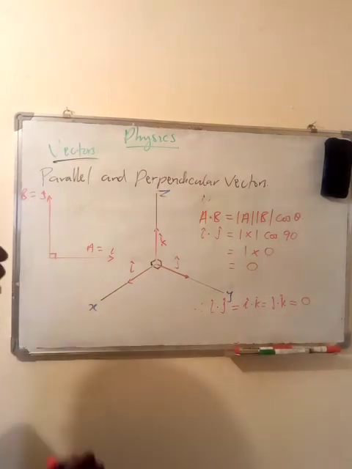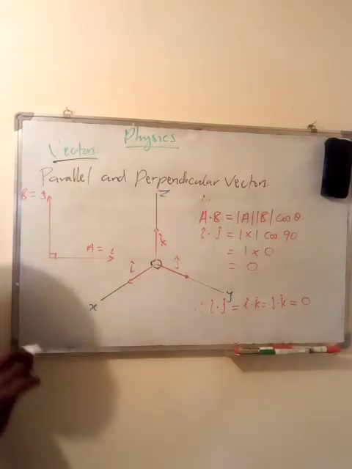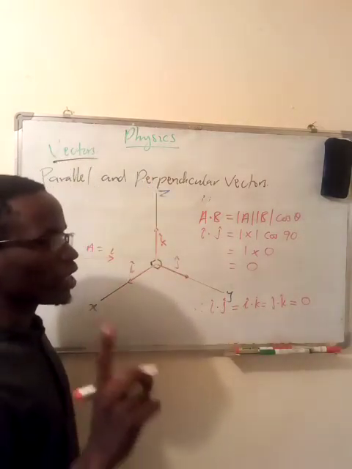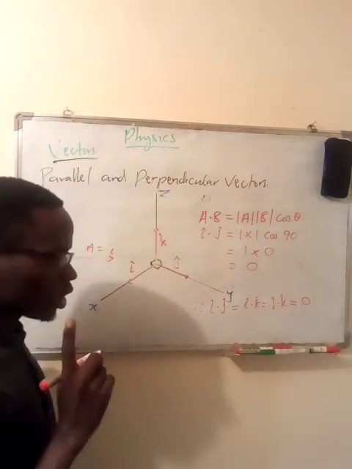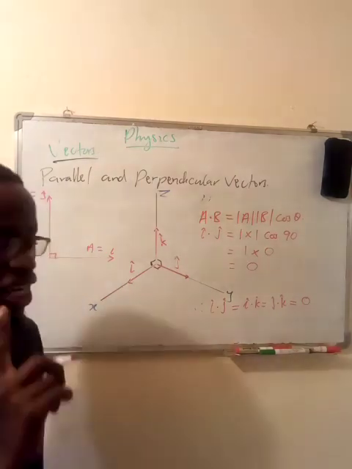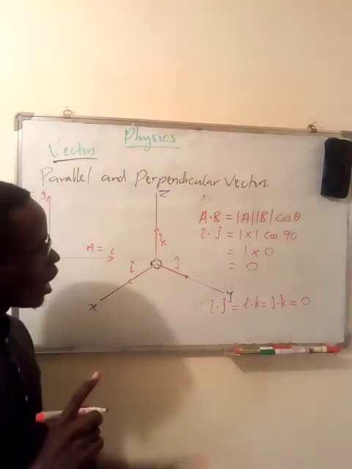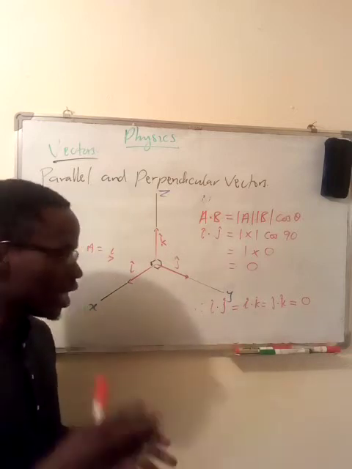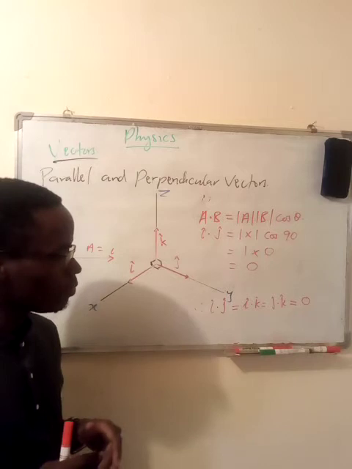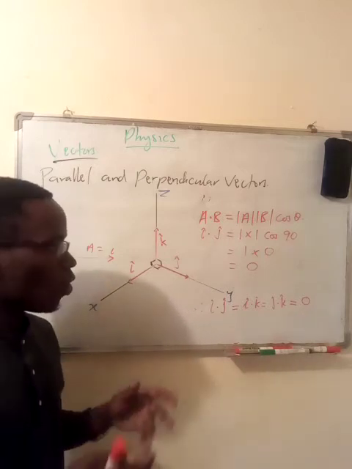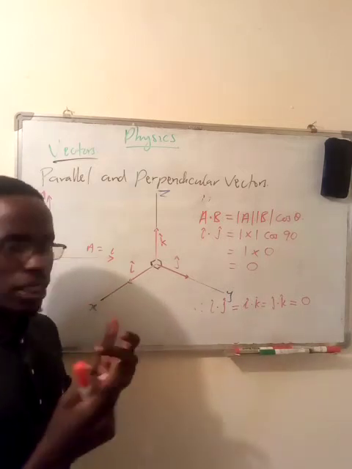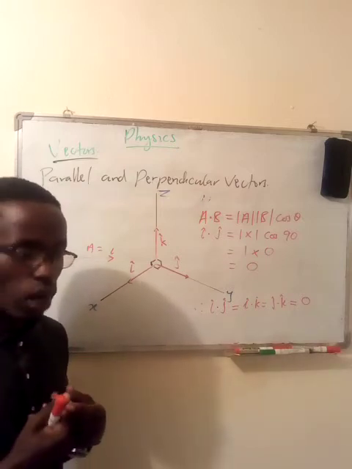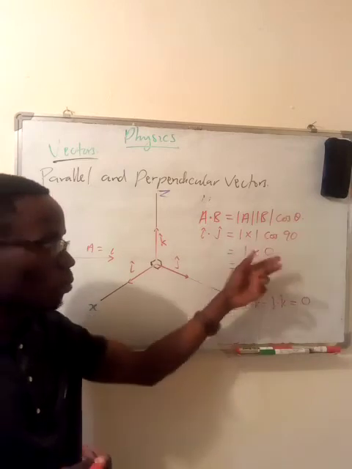Now, remember I said that dot product is commutative. So it doesn't matter whether you start with I or you start with K and then I, or K and then J. It doesn't matter. As long as you are multiplying different unit vectors, the answer is going to be 0, because the dot product of two perpendicular vectors is 0.